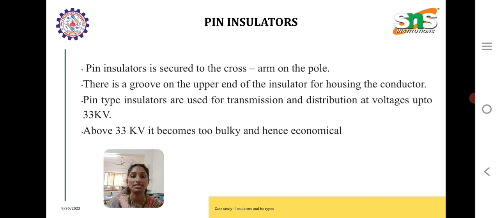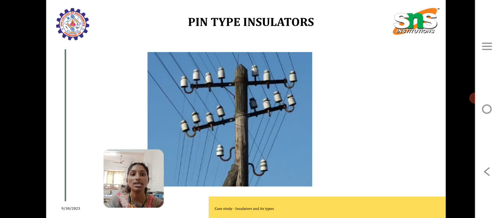This pin type insulator is secured to the cross arm on the pole. There is a groove on the upper end of the insulator for housing the conductor. These pin type insulators are used for transmission and distribution of voltage up to 33 kV. Above 33 kV it becomes bulky and hence uneconomical.